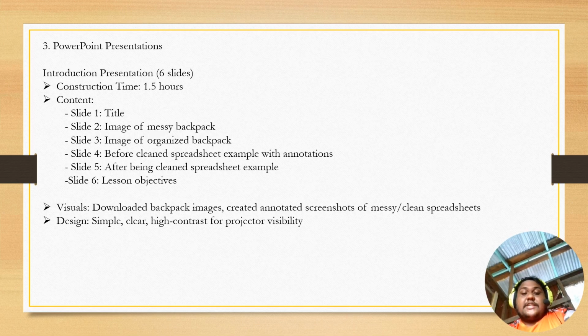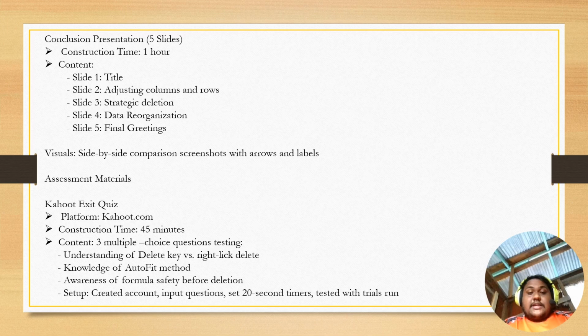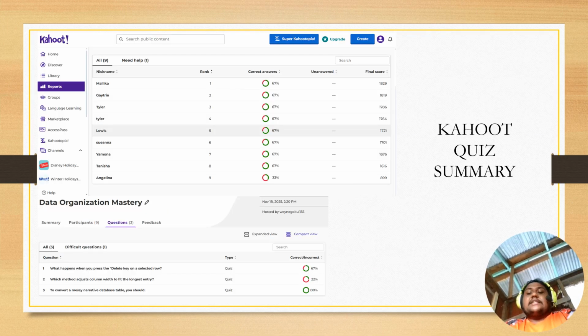Next, the PowerPoint presentations. I created introductory and concluding presentations using before and after comparisons, real world analogies like comparing a messy backpack to a messy spreadsheet. As you can see, this is the messy backpack analogy spreadsheet, the introduction and the conclusion one. And to end this lesson off, I used a Kahoot quiz to reinforce key concepts for lesson one, with questions focused on delete methods, autofit, and formula safety.